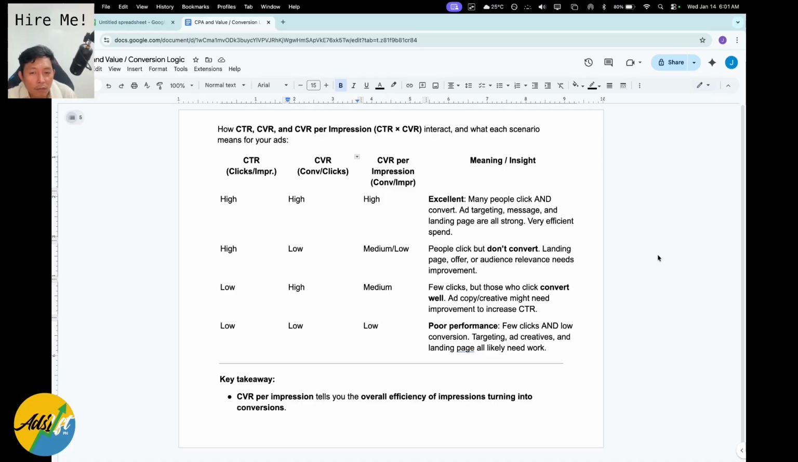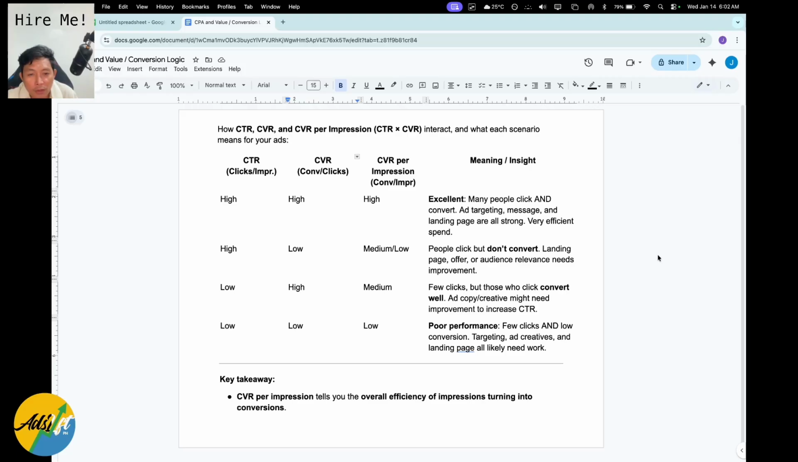But if we say low CTR, that's fewer clicks, but those clicks converted. So the ad copy and the creative might need improvement to increase the CTR. You need to create an A/B test for your ad copies because it shows a low percentage of CTR. It directly correlates to your ad copies and creatives, but it shows good conversions per click.